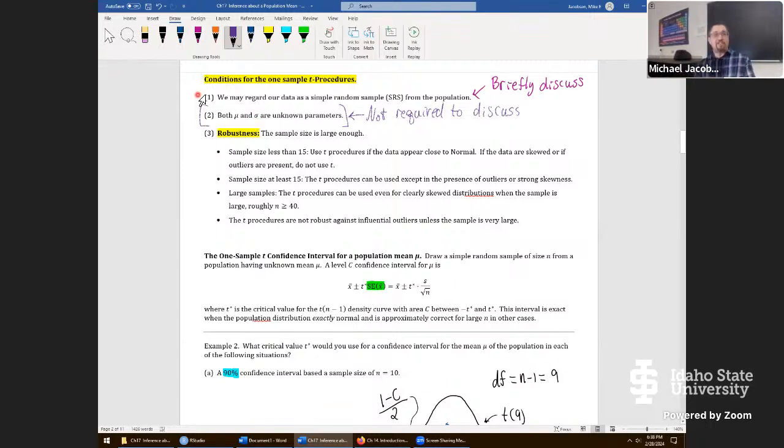So that's not looking so bad, right? On part one of the conditions, we're just going to say what we know about randomization. This is an implicit assumption, so you don't have to say the parameters are known. Now, robustness is the big part of this new test.